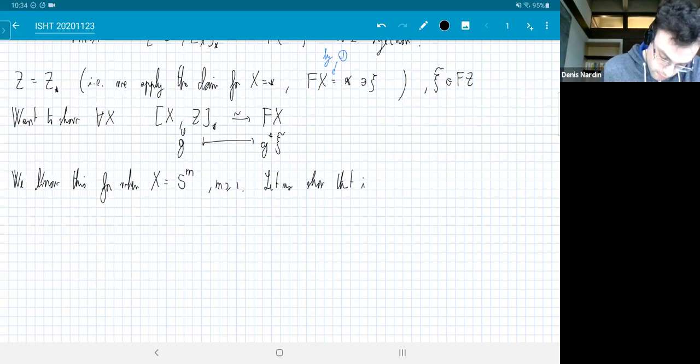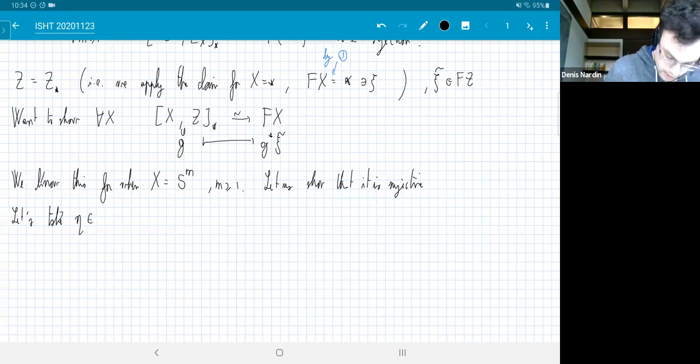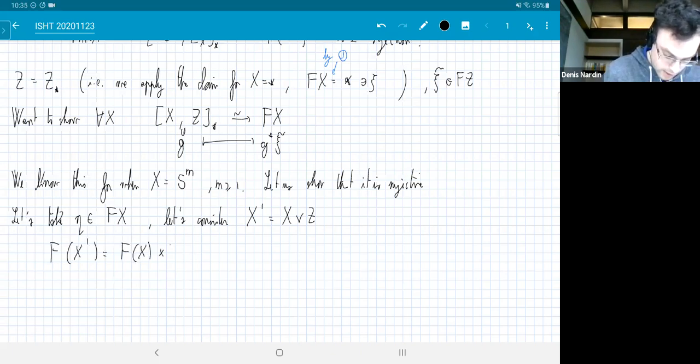And the idea of surjectivity and injectivity will come from applying the claim to auxiliary spaces that we build out of X. So how does this work? For surjectivity, let's take some eta in F of X, and we want to show that there is a g that pulls back to that. How does this work? Well, let's consider X prime is X wedge Z, then F of X prime is F of X times F of Z, again by property one. And so here we can take the point eta comma psi tilde.